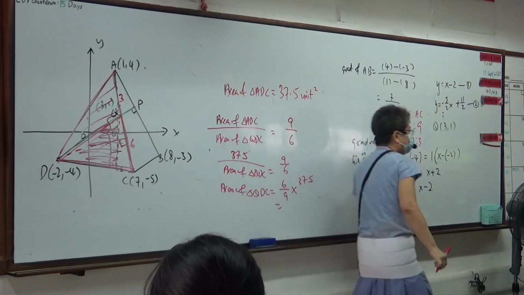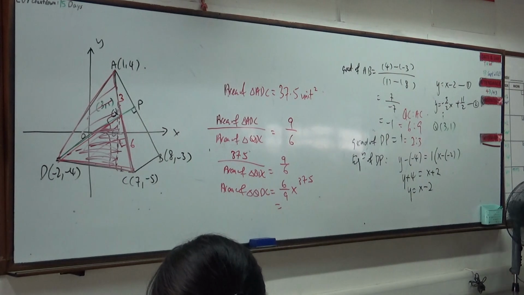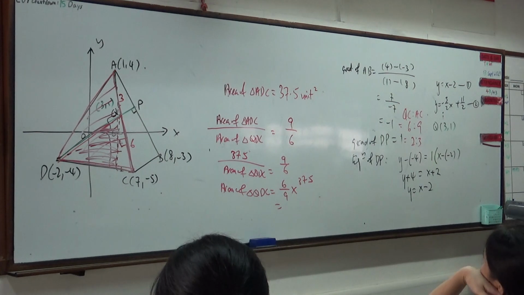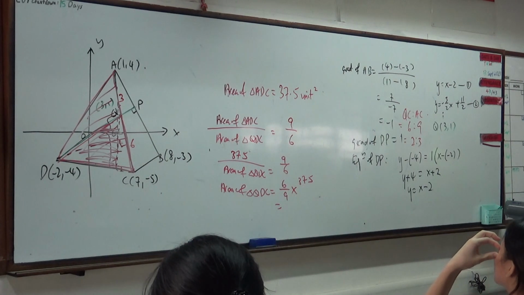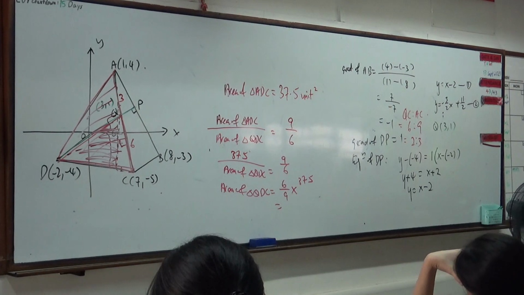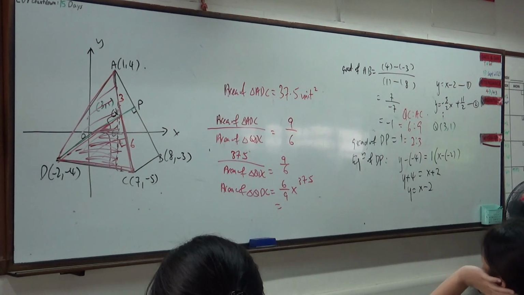All of you, this is not going down. Tell me what's the answer. What's the answer? No answer. 20? 25.